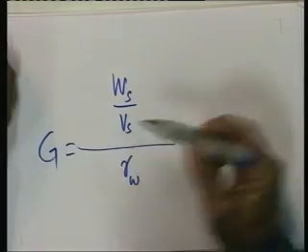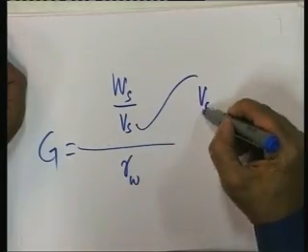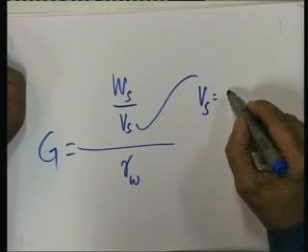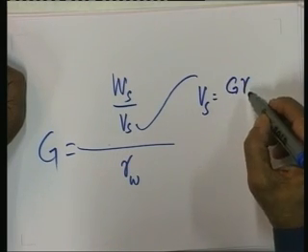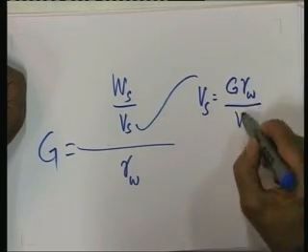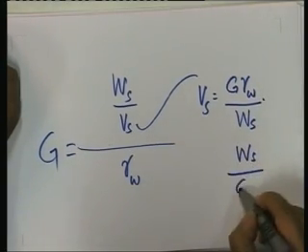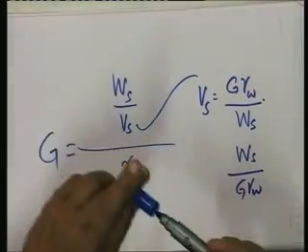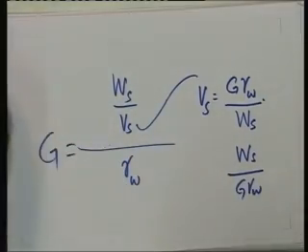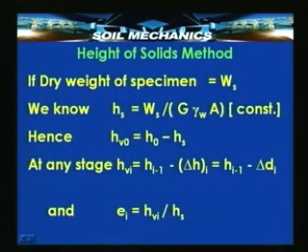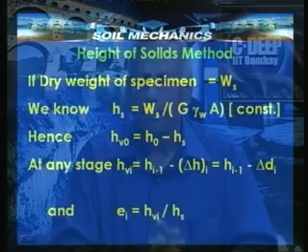So, we can find out that the volume of solids Vs in any given case will be Ws divided by G gamma w. So, the height of solids can be found out as Ws by G gamma w, and actually it is a volume, and therefore height can be obtained by dividing this volume by the area of cross section of the specimen.